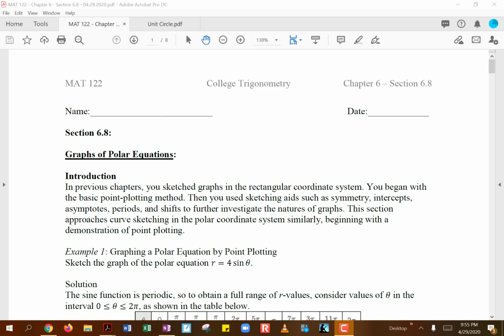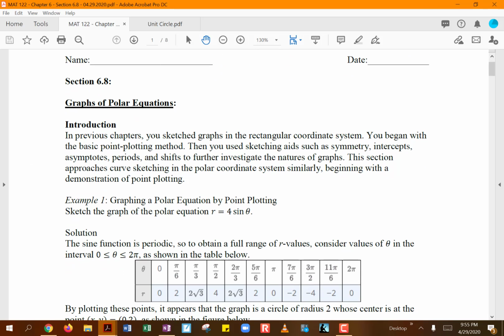Hey everyone, so we're looking at section 6.8 today, and this is going to be the last section we will be talking about in chapter 6. And here we're actually talking about the graphs of polar equations.